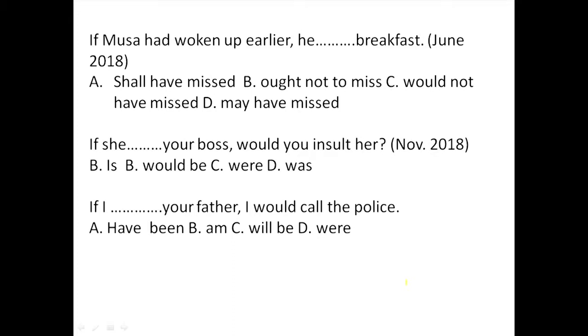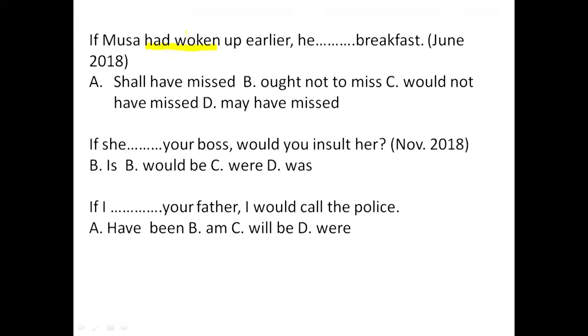So having this structure in mind is so very valuable in helping us arrive at the right answer. So of course we proceed. If Musa had woken up earlier, in fact gives us a clue about condition 3. Okay, the had aspect. So under the consequent clause, what do we require? We require the would have aspect. So if Musa had woken up earlier, he dash breakfast. June 2018, last year. So of course, here we have what?